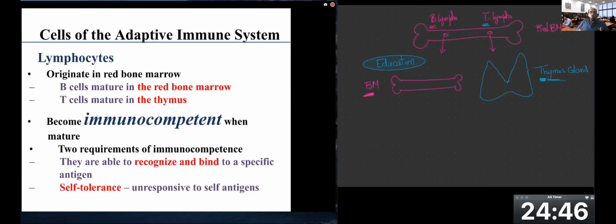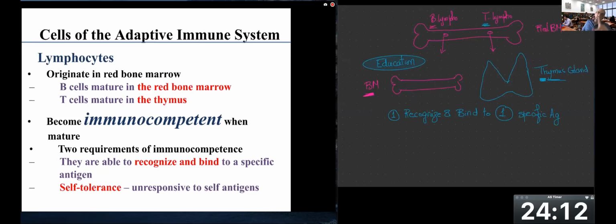So what do you need to learn in school as a T and B lymphocyte? You need to learn to recognize and bind to one and only one specific antigen. One specific antigen.